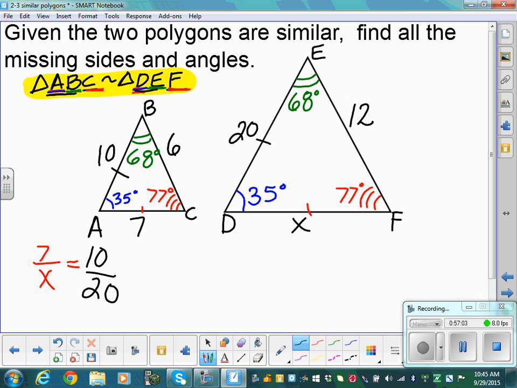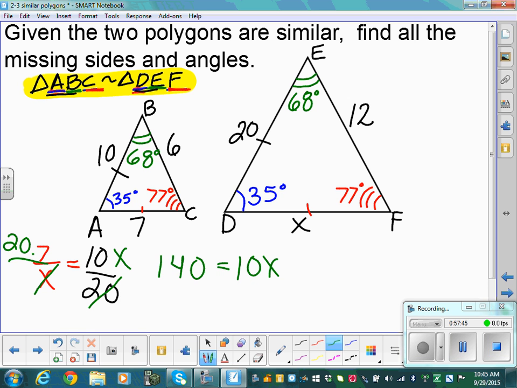Okay, let's do the math. So with this, I have a fraction on the left, a fraction on the right. Do we love fractions? Not necessarily, right? So I'm going to cross multiply. I'm going to multiply both sides by 20, but it divides out over here. I'm going to multiply both sides by X. What happens to the X over here? Divides out. So somebody tell me now. We have 20 times 7, which is 140, which is equal to 10 times X, right?